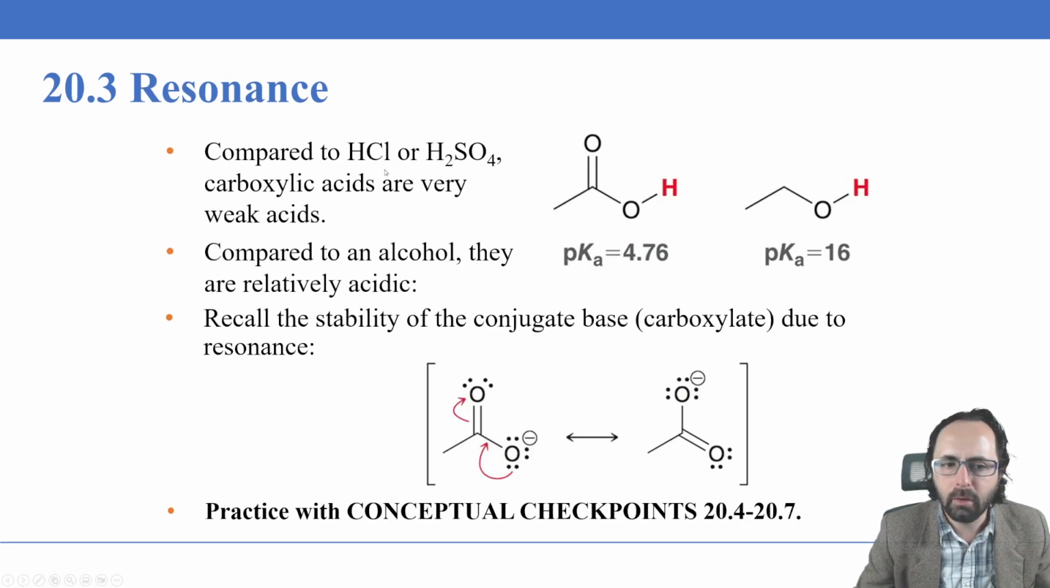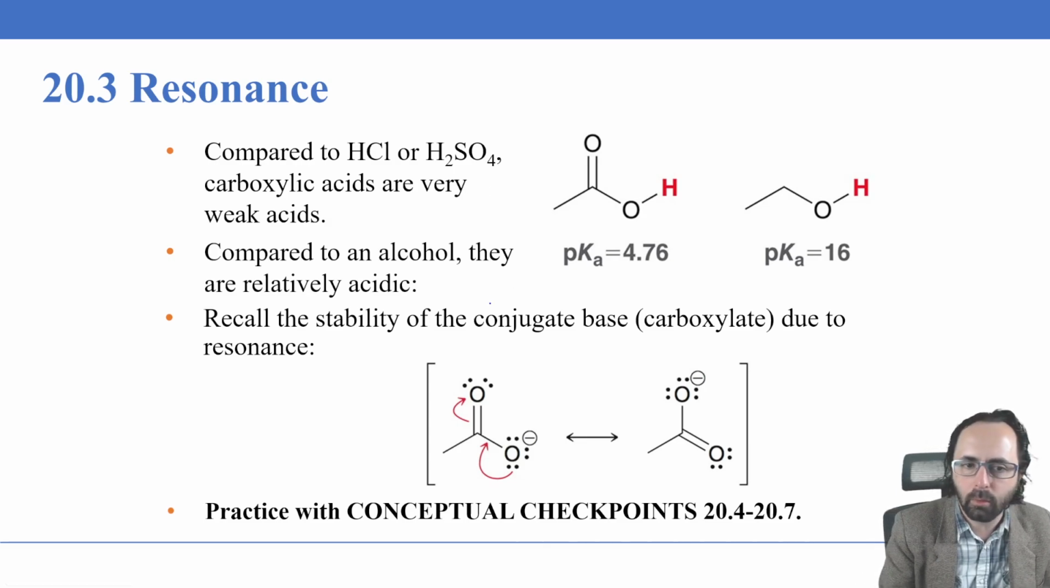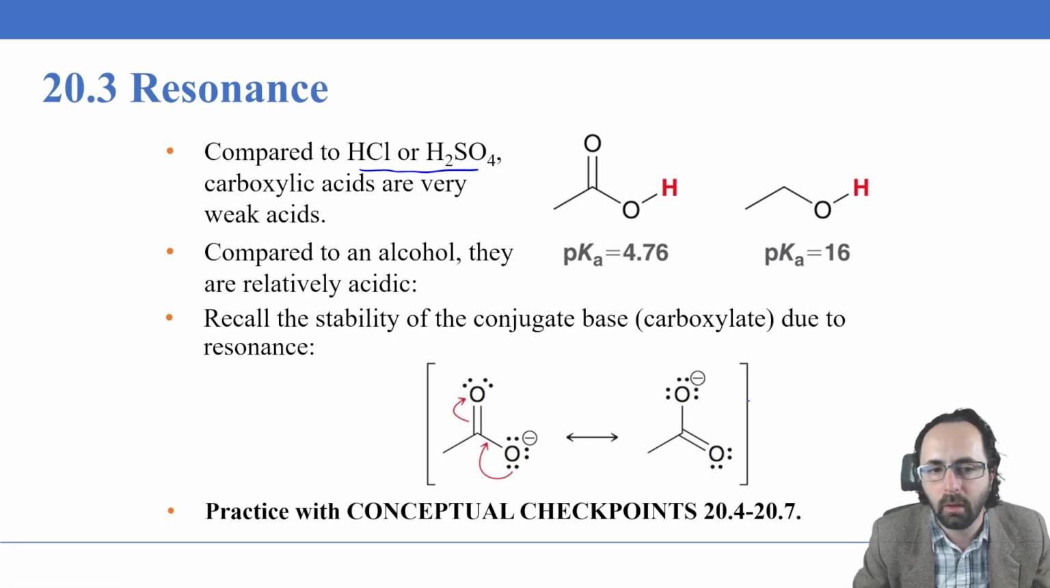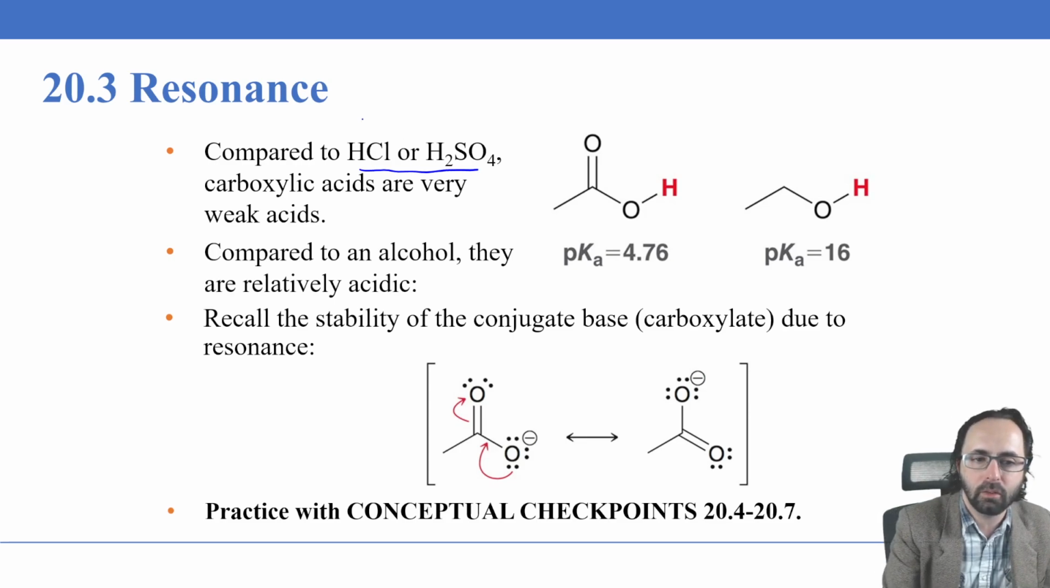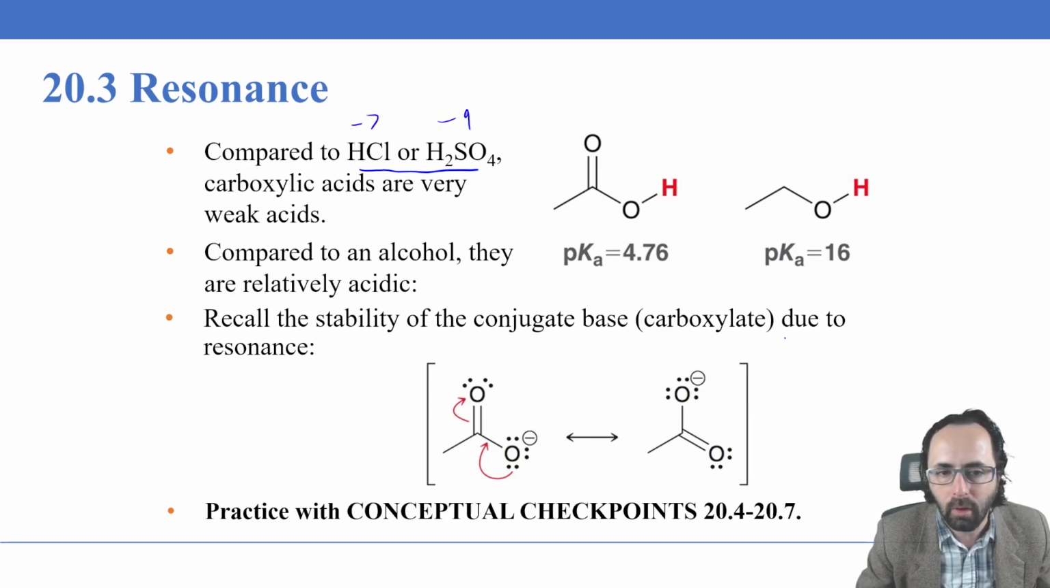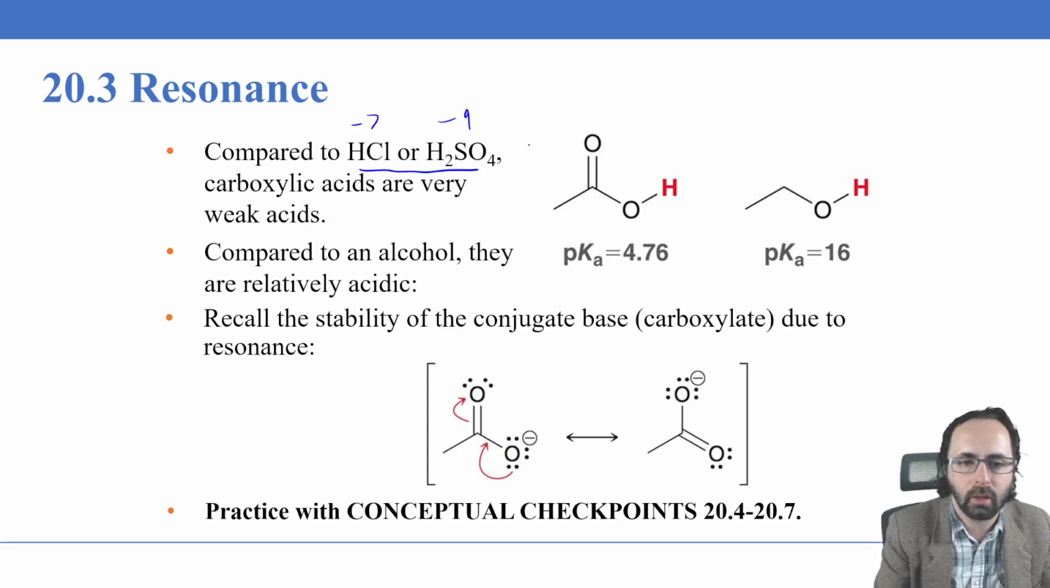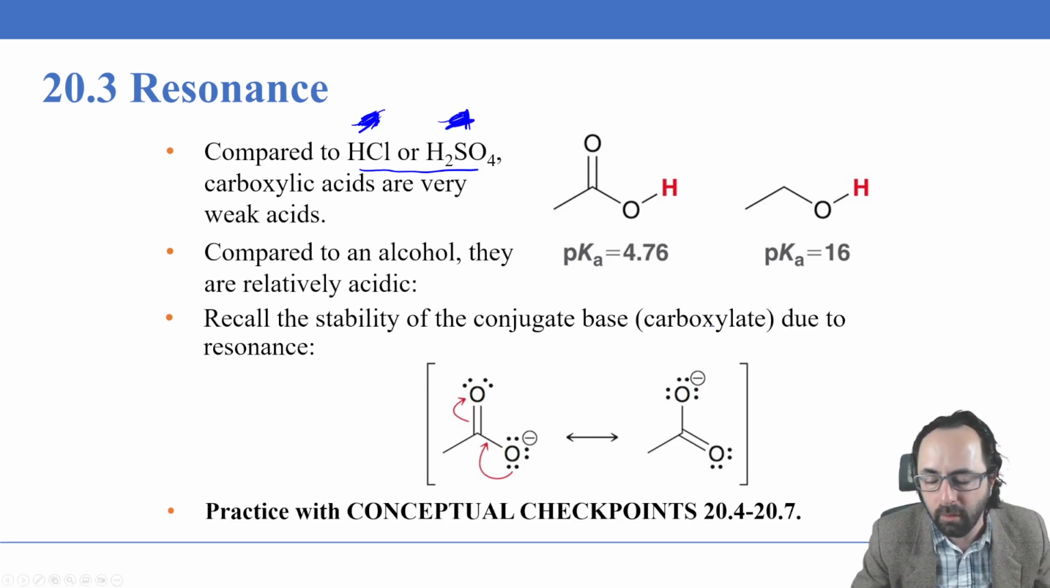So compared to hydrochloric acid or sulfuric acid, what we would consider strong acids, these are not particularly strong. Those are going to have a pKa like -7 here, -9 for sulfuric acid, or what's the -7? I can't remember the exact pKa's, but they're negative. Sorry, I might have gotten those wrong. But they're very strong acids. They have negative pKa's, whereas the pKa of a carboxylic acid is somewhere around 4 or 5.